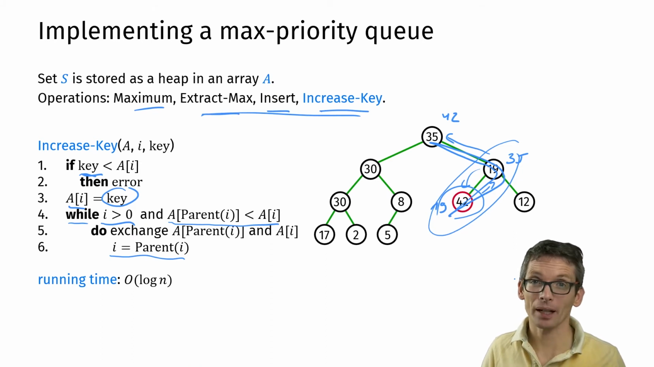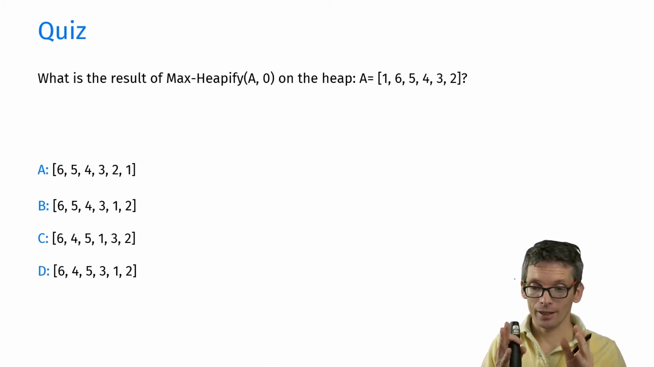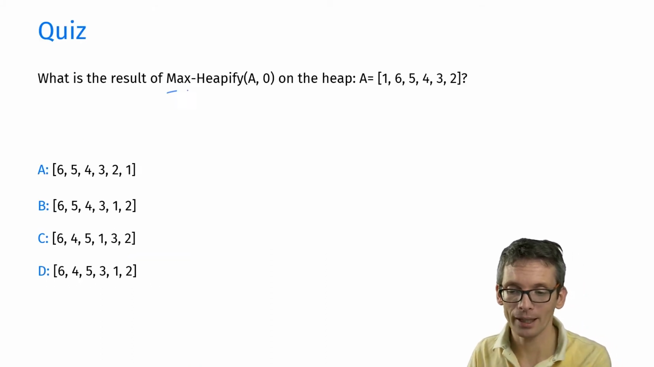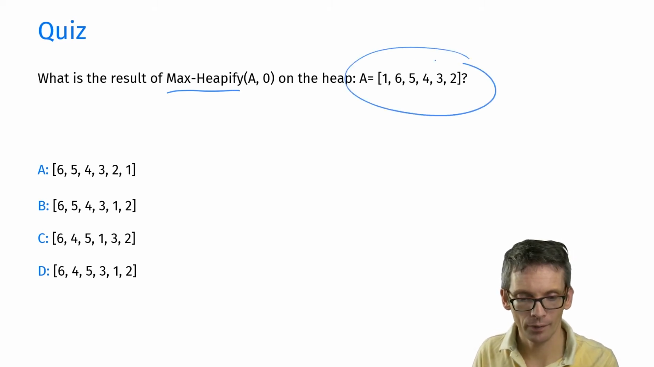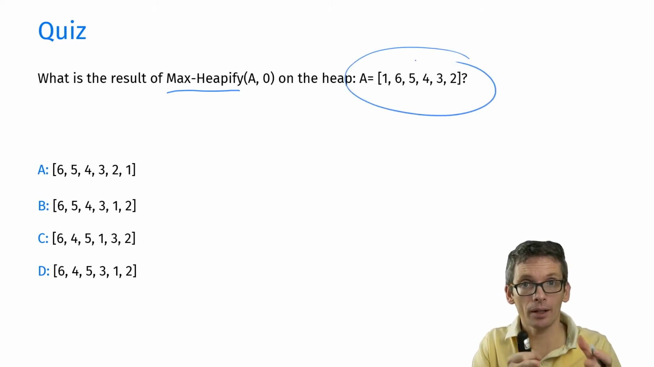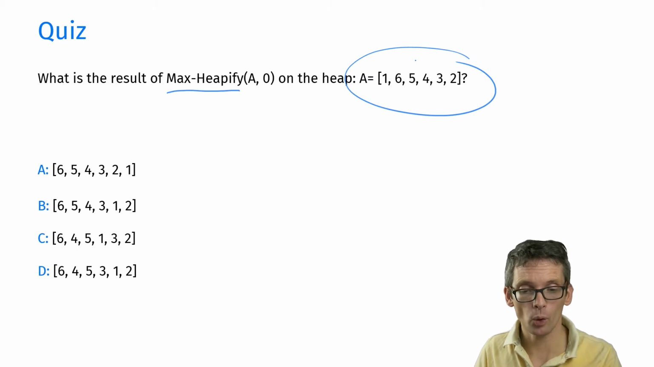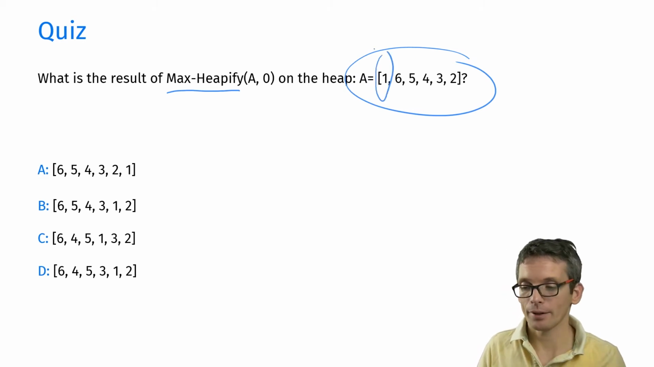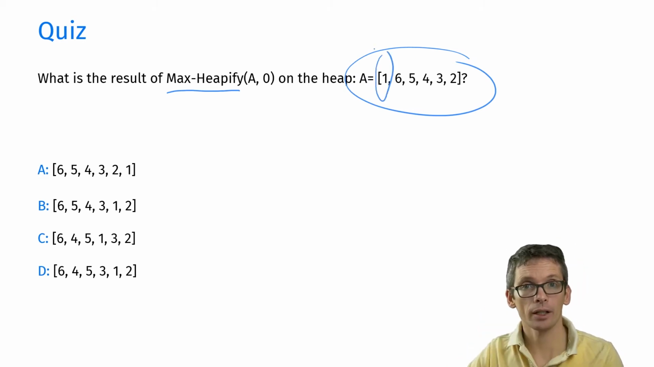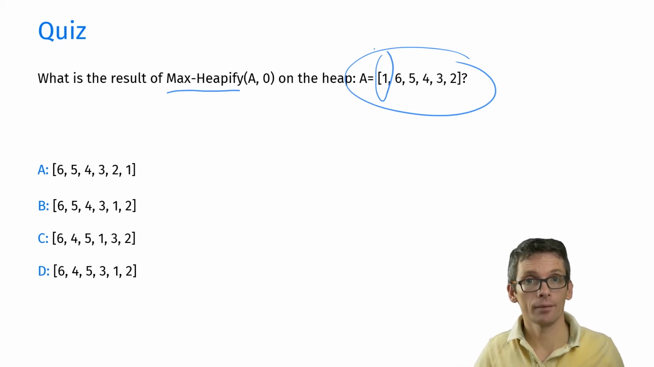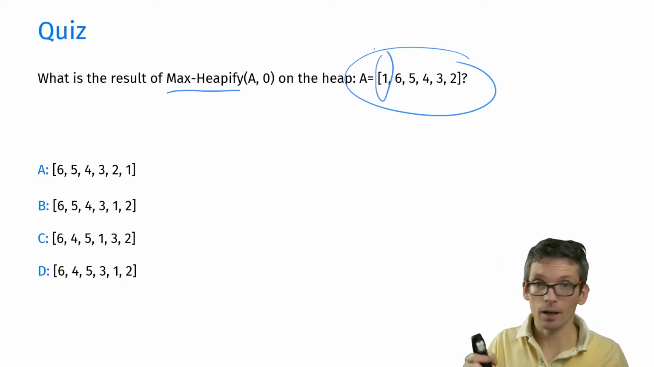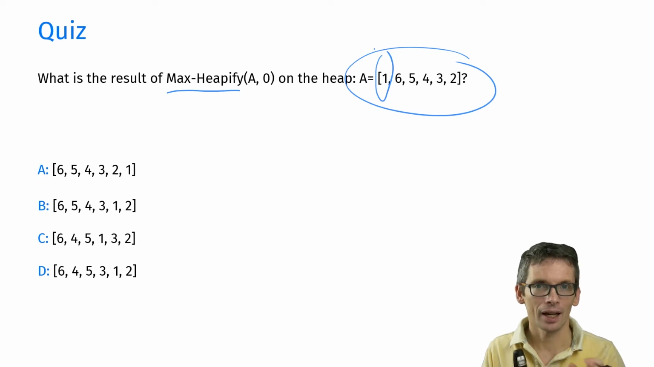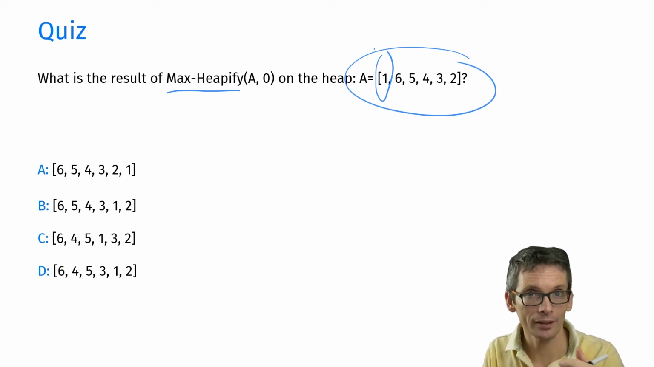So let's wrap up this part about operations with a quiz, namely the following. I'm calling Max-Heapify on this heap here. I give you the array, it corresponds to a heap, on the root. And the question is, how does the resulting heap look like in terms of the array that stores it? A, B, C, or D. And the idea is that you do Max-Heapify step by step. And maybe it's a good idea to draw the heap as a heap, and so on.